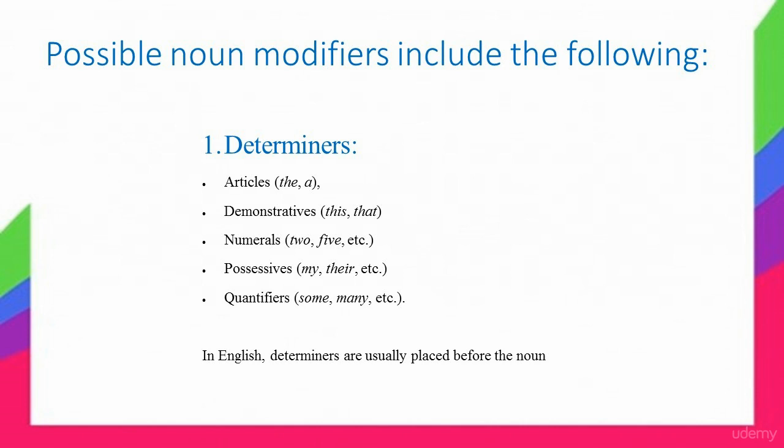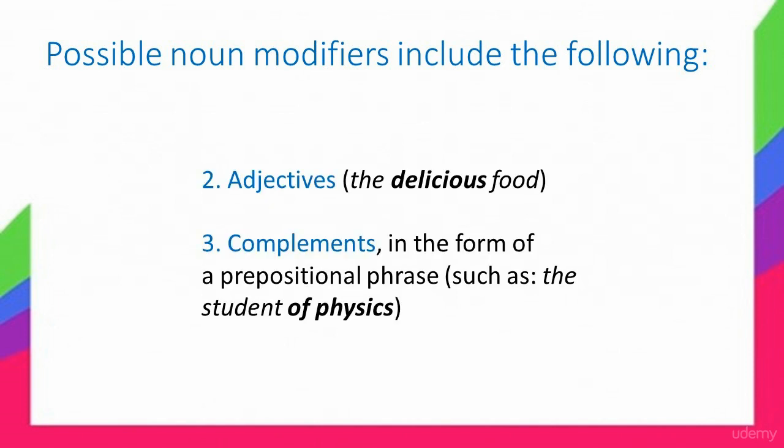Demonstratives. For example, this and that. Numerals. For example, 2, 5, etc. Possessives like my, their, etc. Quantifiers like some, many, etc. In English, determiners are usually placed before the noun. 2. Adjectives. The delicious food. 3. Complements in the form of a prepositional phrase, such as the student of physics.